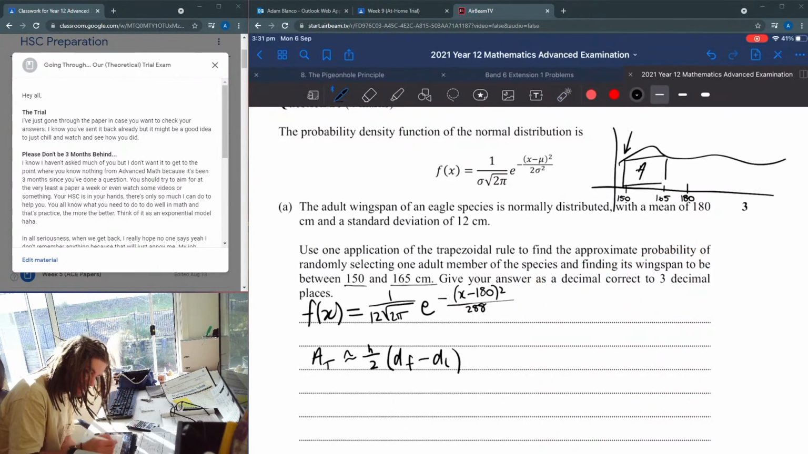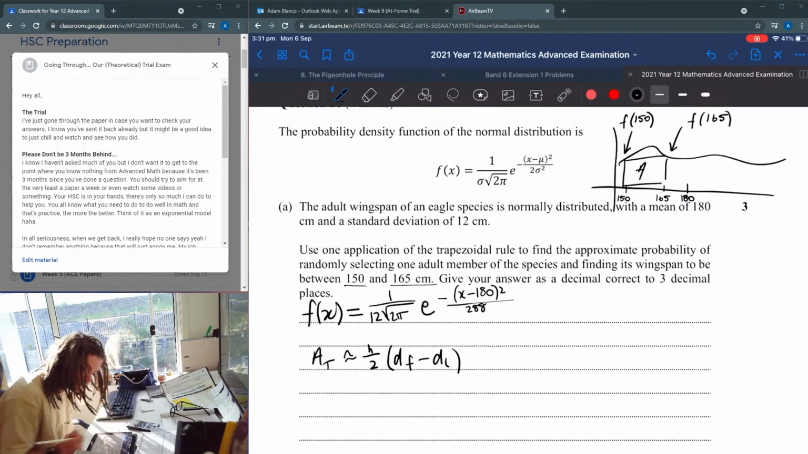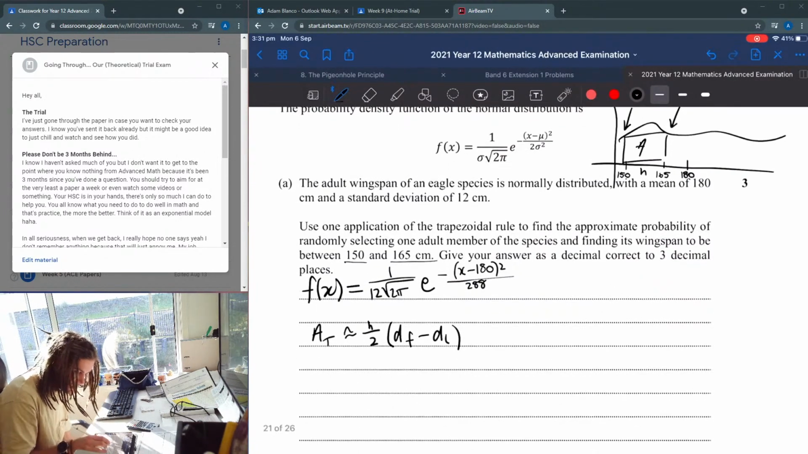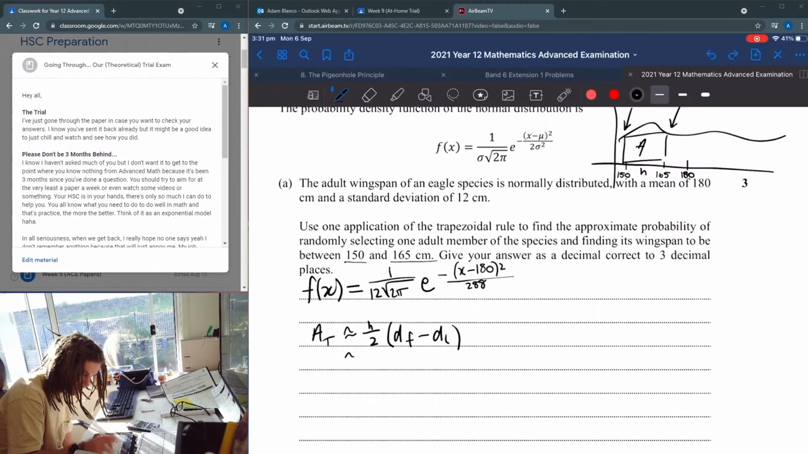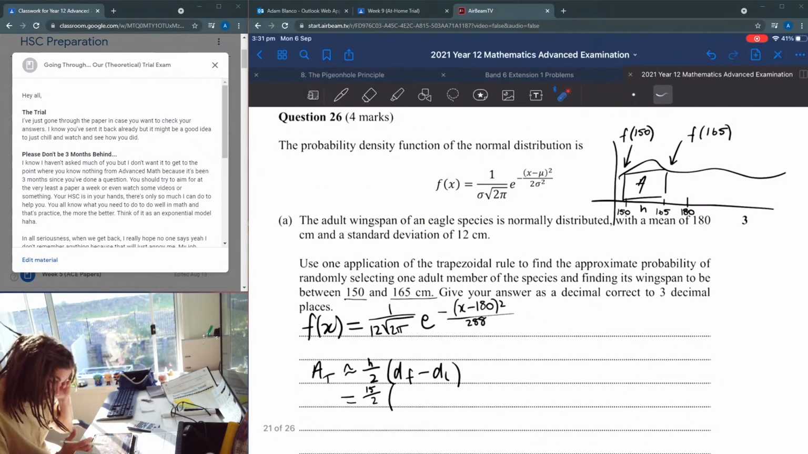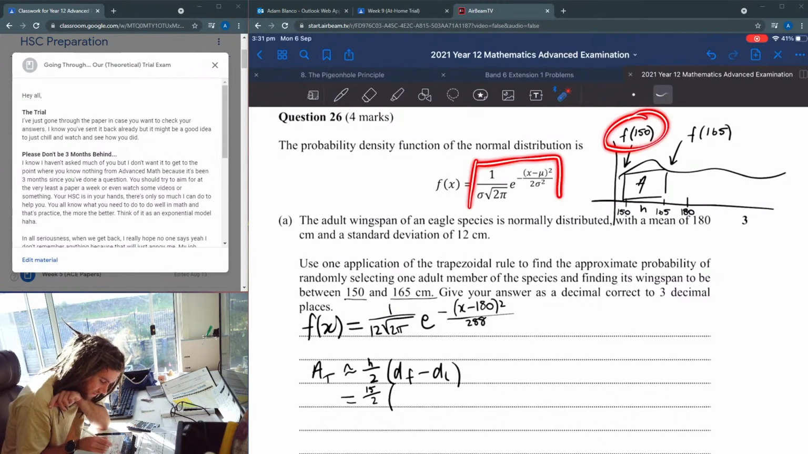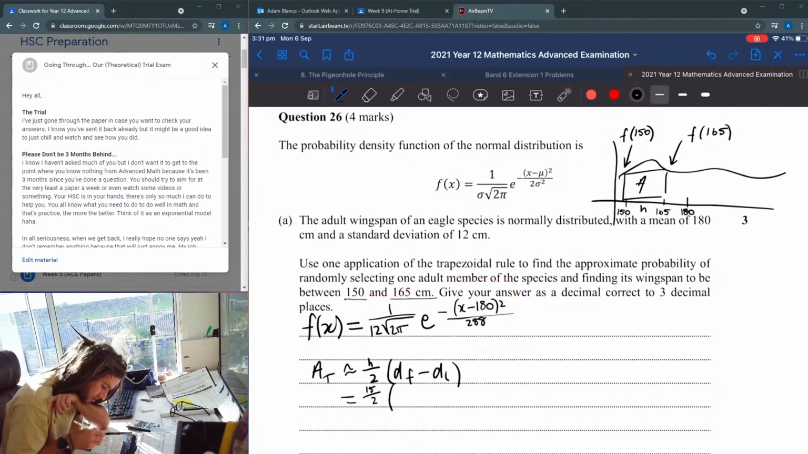So this height here is going to be f of 150, and this height here is going to be f of 165. And this here is going to be h, so that equals 15 on 2. Now this is the part where you've got to type things into your calculator. So f of 150 is going to be f of whatever this is, so you're going to have to put it in here.